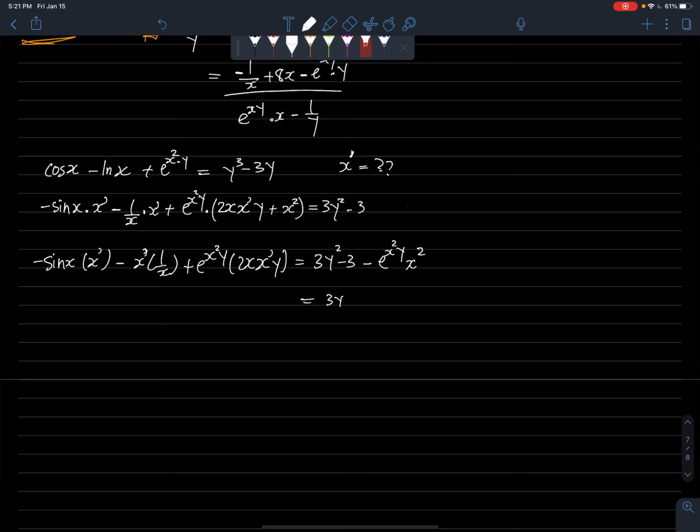So we have 3y squared minus 3 minus e to the x squared y times x squared over negative sine x minus 1 over x plus e to the x squared y times 2x y. And there you go.